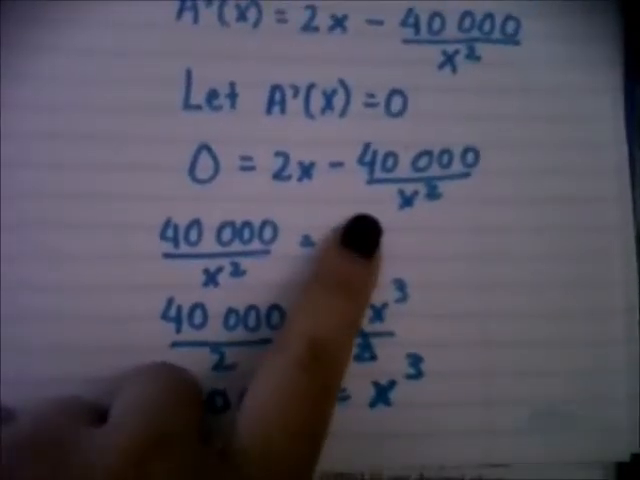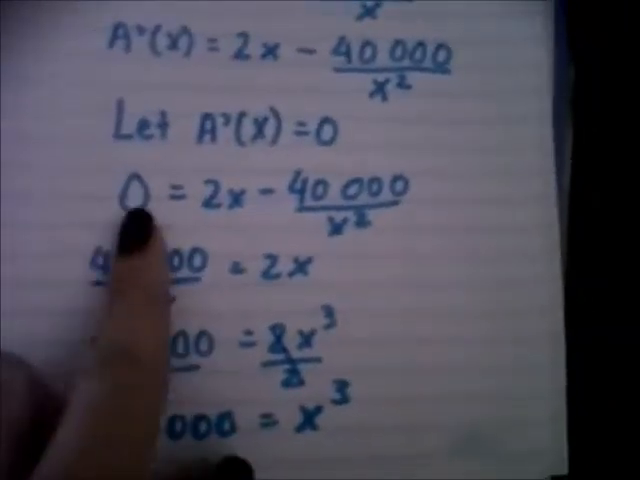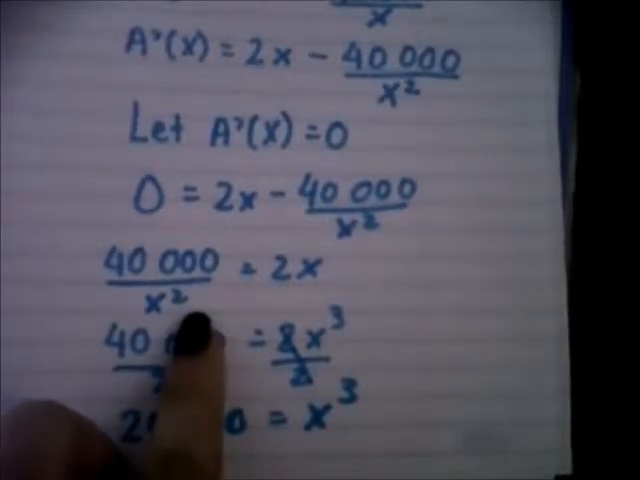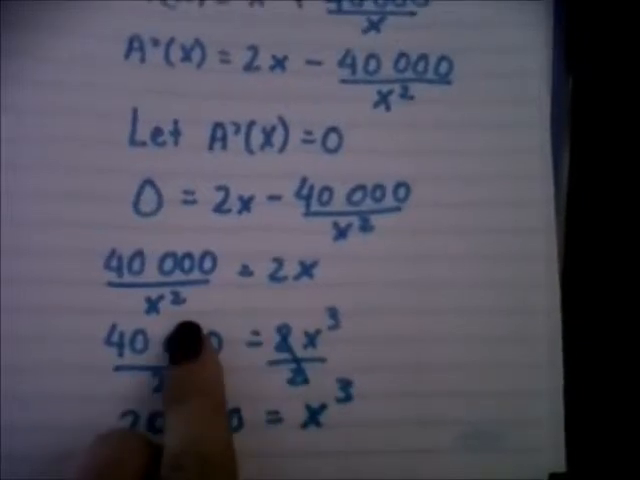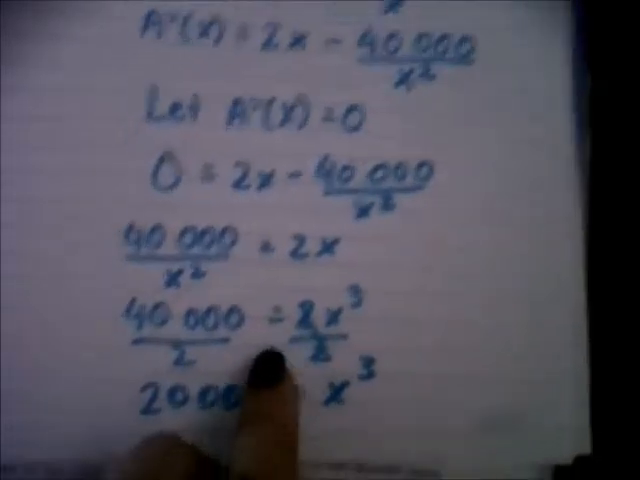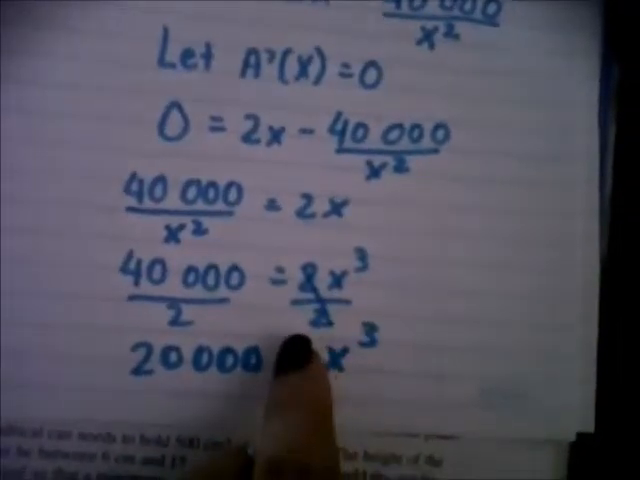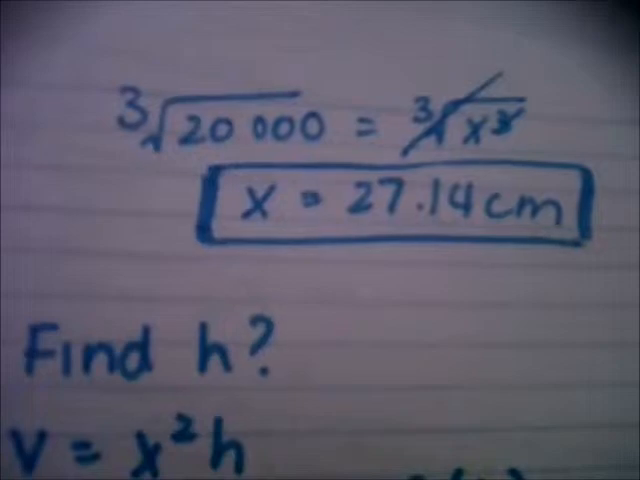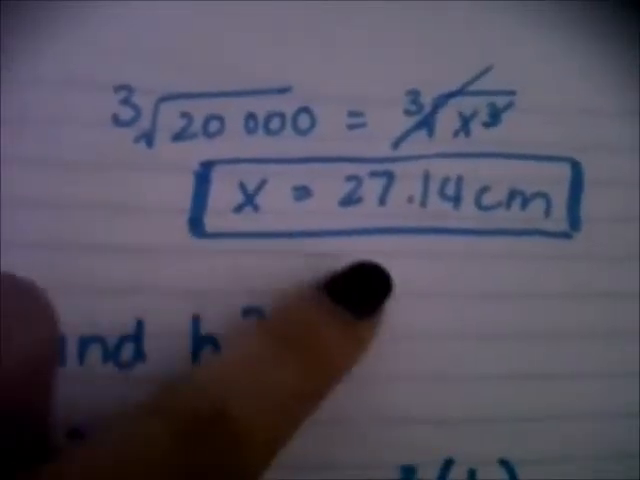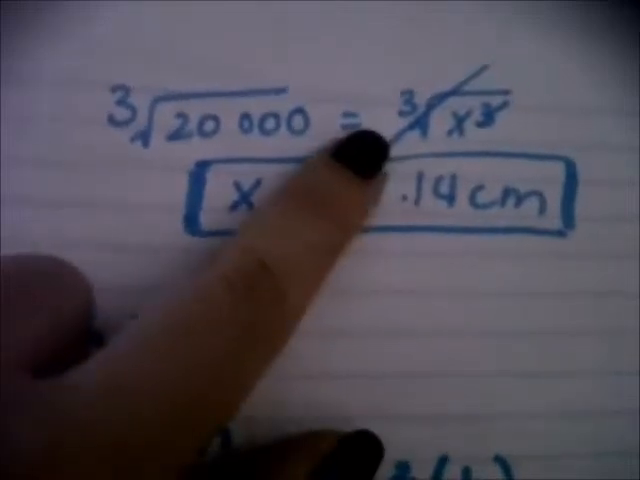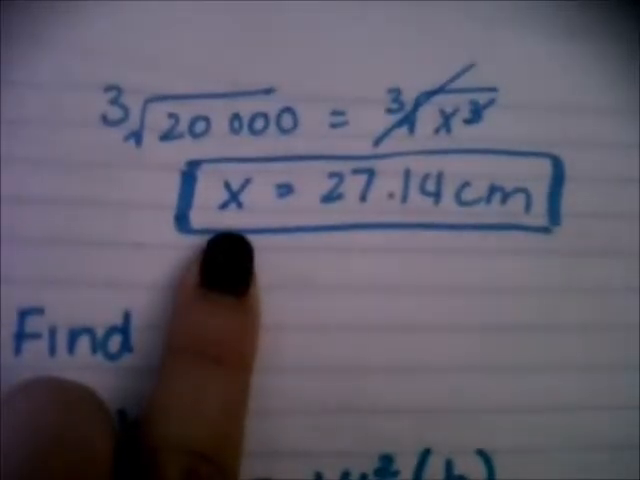We will bring the 40,000 over x squared onto the left side. Then we will multiply both sides by x squared. x squared times 40,000 over x squared would equal 40,000. 2x times x squared equals 2x cubed. Then we will divide both sides by 2 to get rid of the 2 on this side. To get rid of the x cubed, we will cube root both sides. Cube root of 20,000 equals 27.14. Cube root of x cubed equals x. Therefore, x equals 27.14 centimeters.